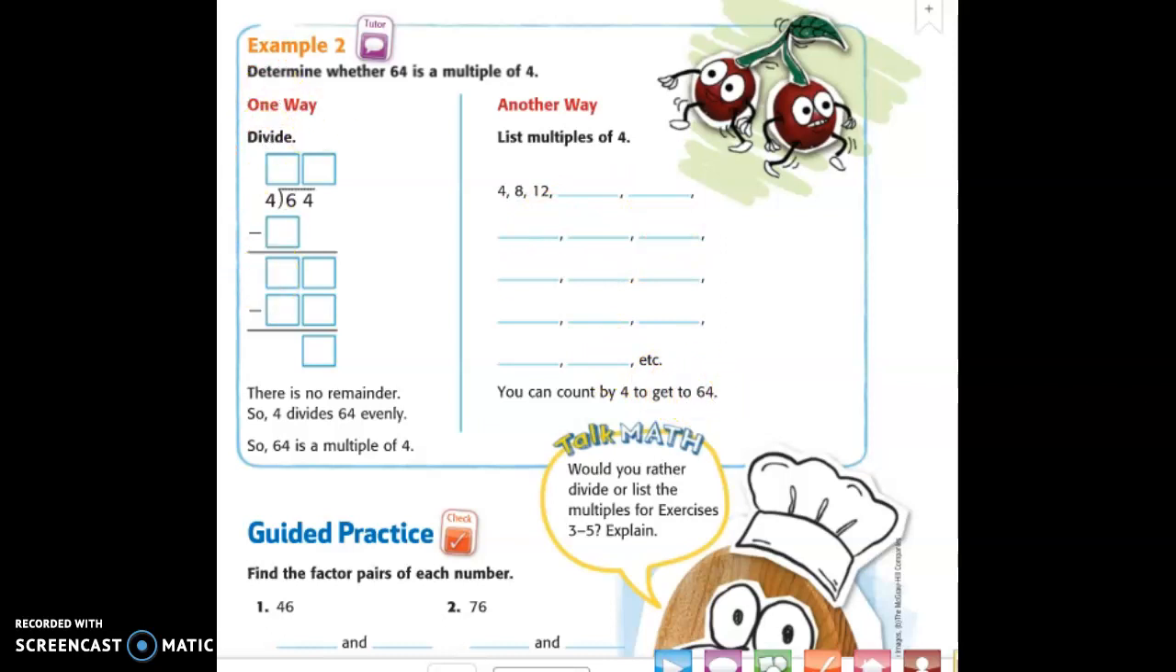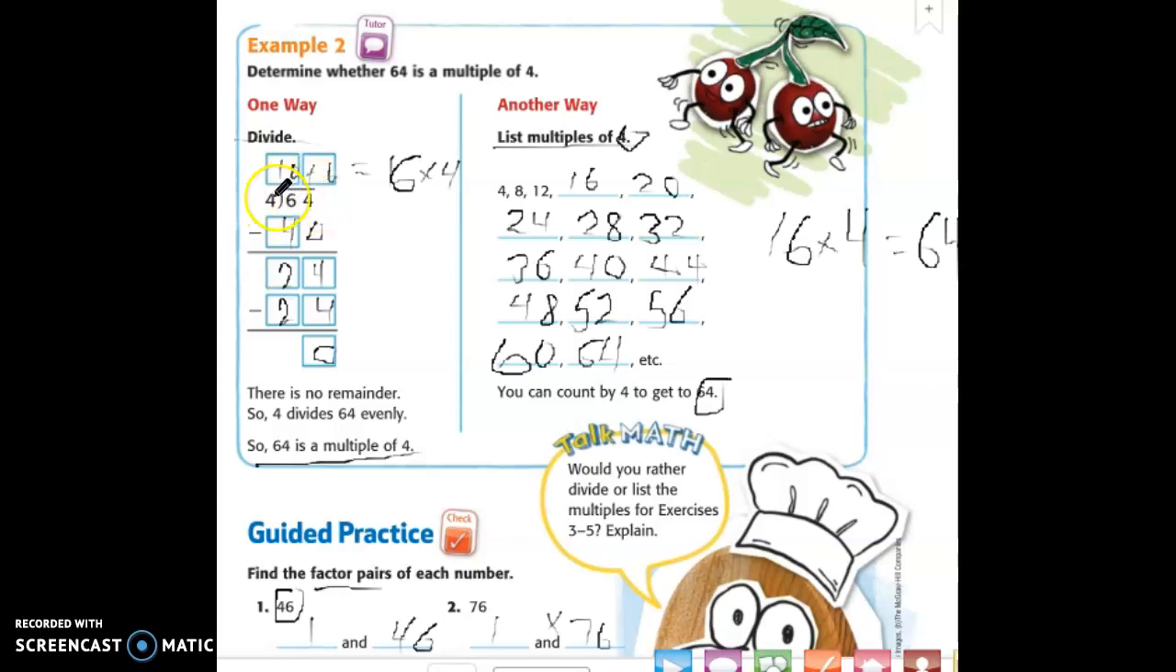I believe my pen will show. Okay, so how many 10s can I fit into 60? I can fit 1 ten. 10 times 4 is 40. So when I subtract 64 minus 40, I get 24, and then I bring down my 4. So now I've got 4 into 24, and I can count by 4s: 4, 8, 12, 16, 20, 24. So that is 6. So 10 plus 6 will give me 16, which is 16 times 4 is 64.